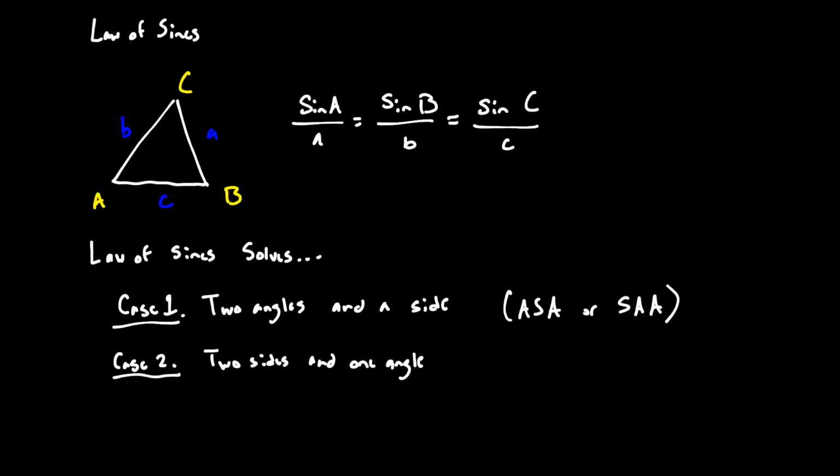In the book, this is called the ambiguous case, and the reason why is because there are 3 possible outcomes. Either there'll be 1 unique triangle, there'll be 2 triangles that satisfy the conditions, or it's possible that there's no solution. Let's look at a few examples that involve case number 2, where we're given 2 sides and 1 angle.